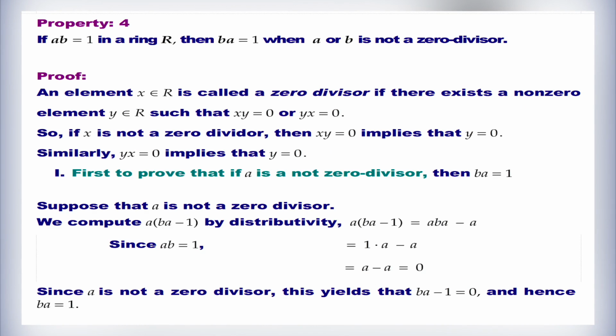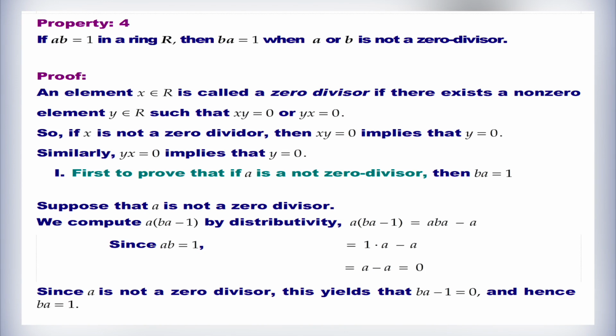Fourth property is, if AB equal to 1 in a ring R, then BA equal to 1 when A or B is not a zero divisor. Proof is, an element x in R is called a zero divisor if there exists a non-zero element y in R such that xy equal to 0 or yx equal to 0. So, if x is not a zero divisor, then xy equal to 0 implies that y equal to 0. Similarly, yx equal to 0 implies that y equal to 0.